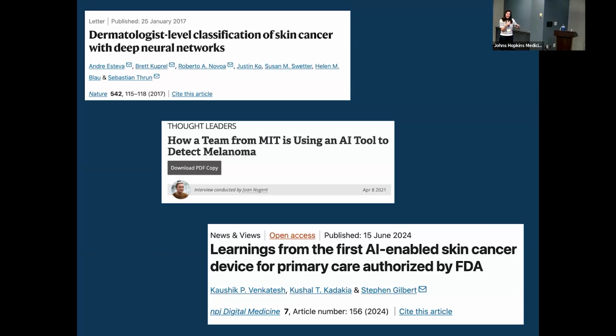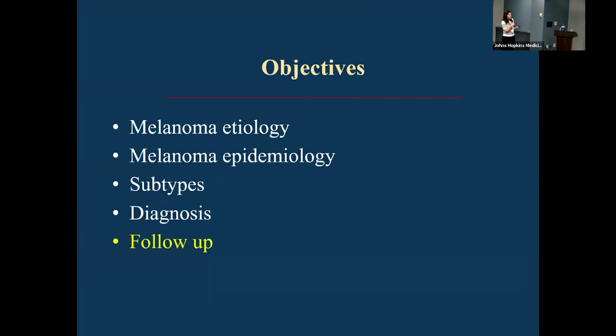So if we can actually have a system where people who are in locations where they can't see a dermatologist easily could get a triage of sort of benign versus malignant of a lesion, that can help us give care to a broader patient population.